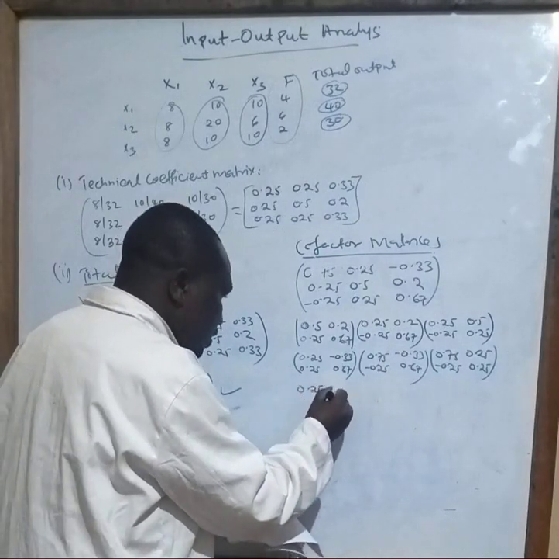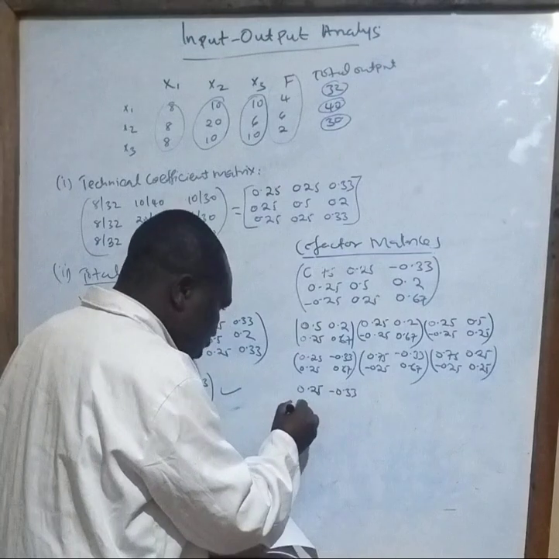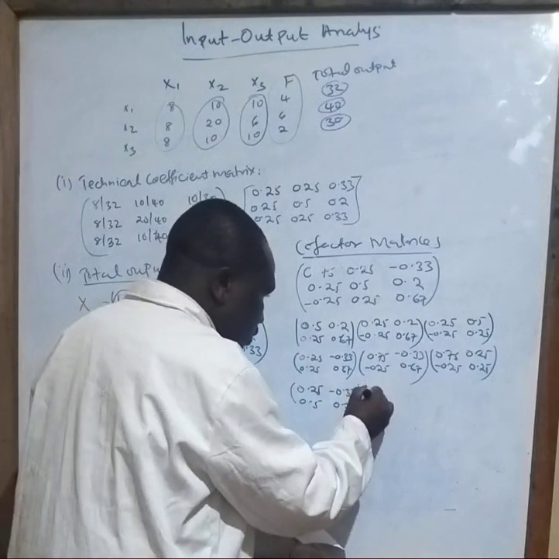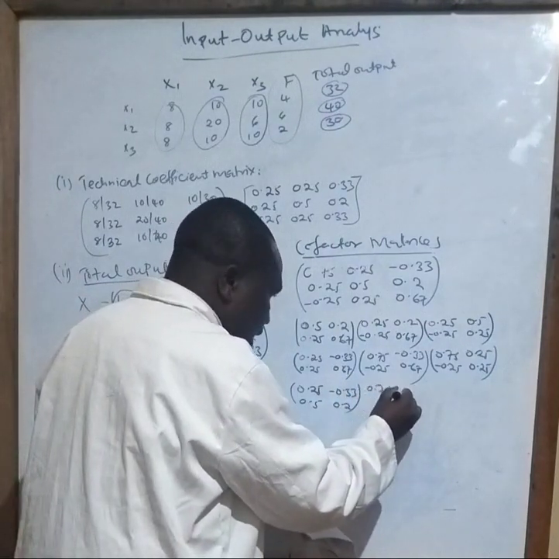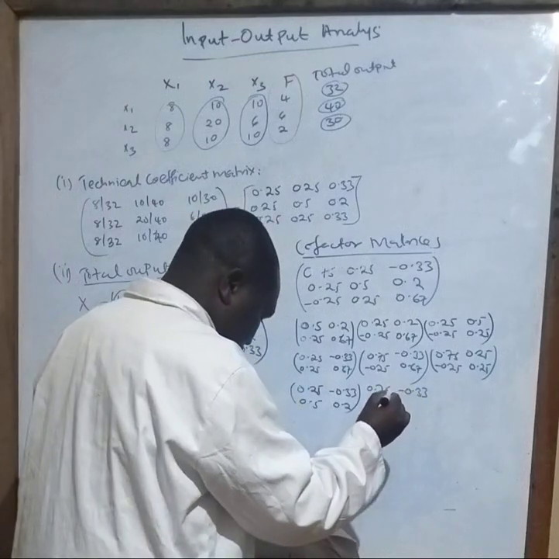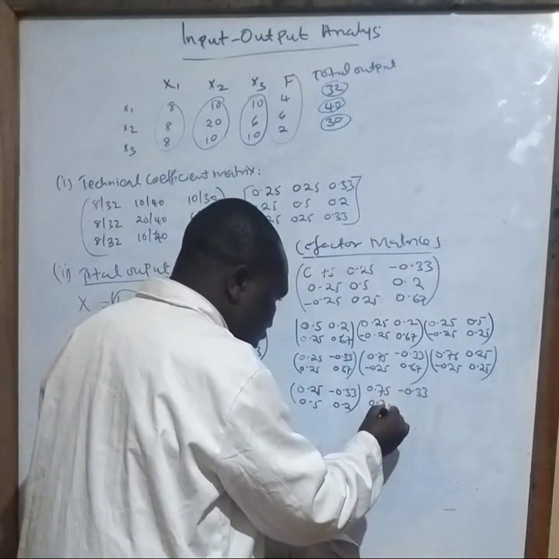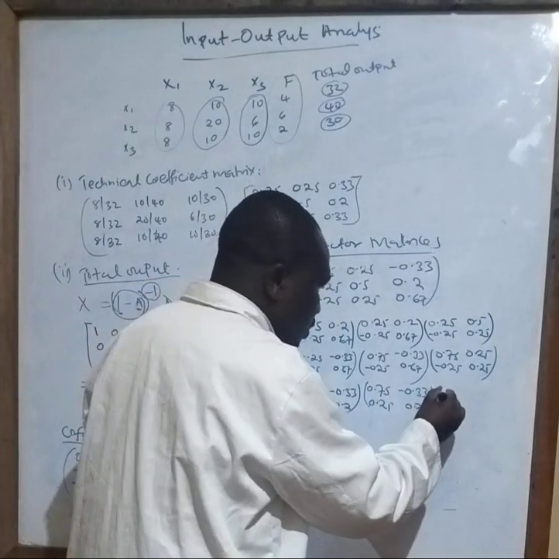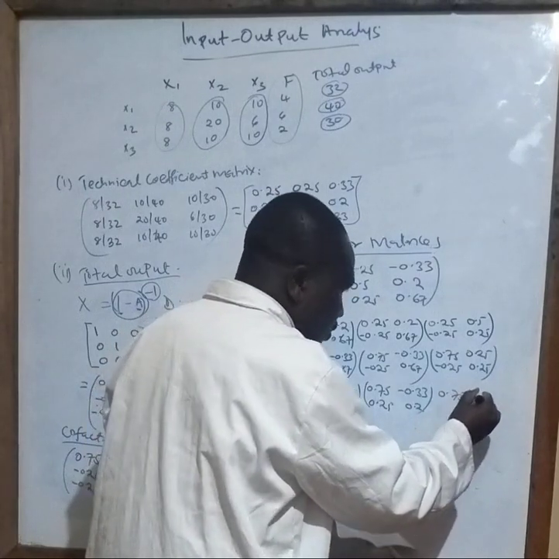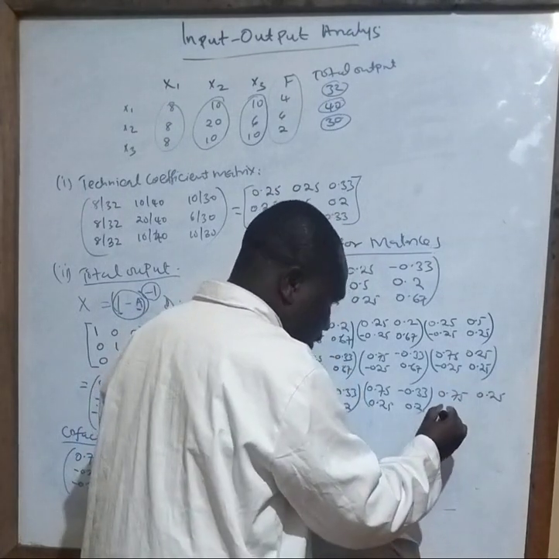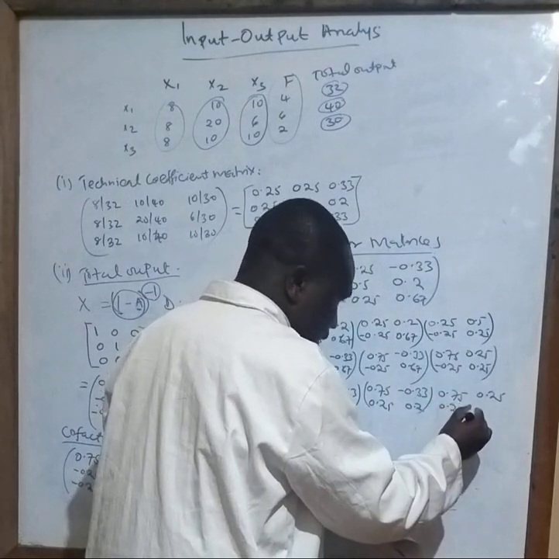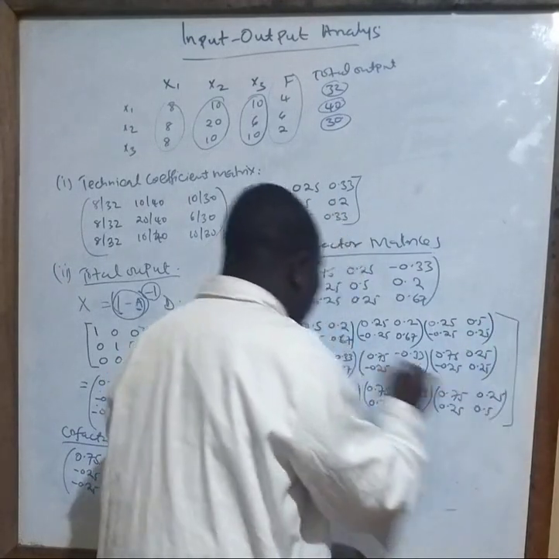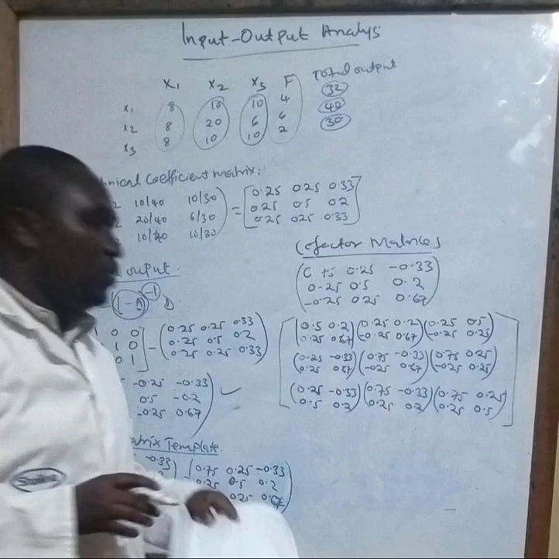0.25, negative 0.33, 0.5, 0.2, then 0.75, negative 0.33, then you have positive 0.25, then 0.2, then the last one is 0.75, 0.25, and finally 0.25 and 0.5. Then you say this is now the matrices that you have developed.